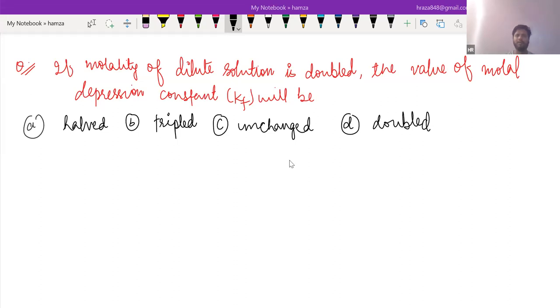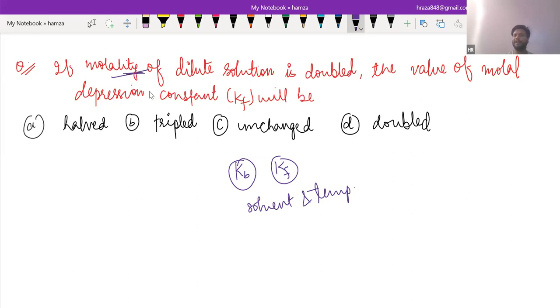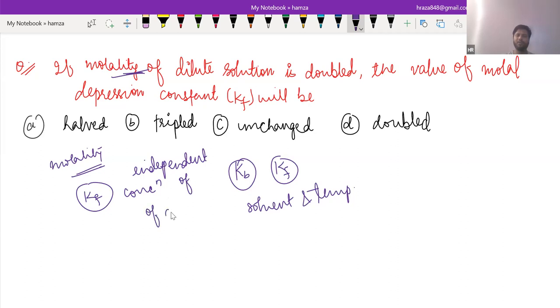Very good. See, I told you that Kb or Kf depends upon the solvent, the nature of the solvent, and temperature. And we are talking about molality, and Kf is independent of the concentration of solution. So the answer will be unchanged. Kf will not change if molality is half or double or anything. Kf will be constant. Is that clear, everyone? Done.